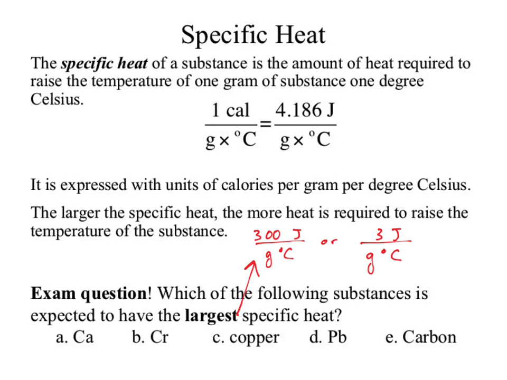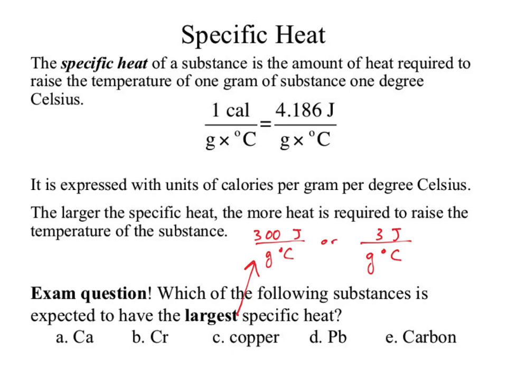So if I have a large specific heat, I have to put in tons and tons of energy into the thing to cause it to go up by 1 degree Celsius. Okay, so big amount of heat, small change. Right, and now we have a list of elements. Is there a property of our elements that we could tie to specific heat?